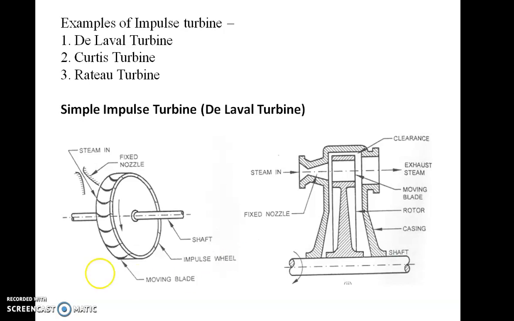So the De Laval turbine, if you see in the diagram, this is a rotor. This is a shaft, and this is a nozzle. Steam is coming from this nozzle and it is hitting the blades which are mounted on the rotor. This is a moving blade. So this is a stationary nozzle and this is a moving blade. So it is a rotor and this is a stator.